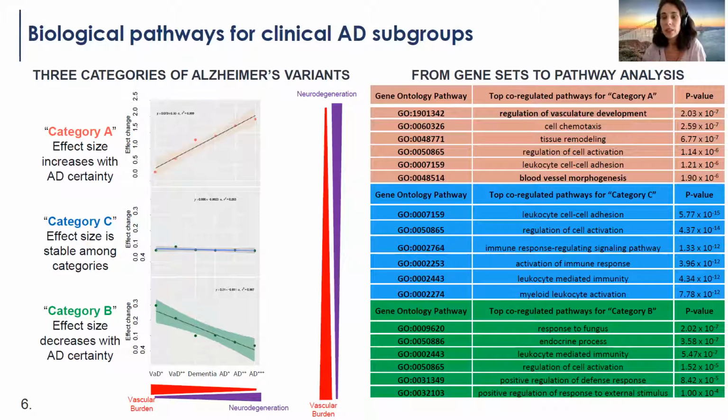As you can see here, the immune system is prevalent across all of them, which is expected considering that the immune system is one of the top pathways linked with AD. But surprisingly, we found some new pathways only related with category A. These pathways were the regulation of vasculature development and blood vessel morphogenesis.